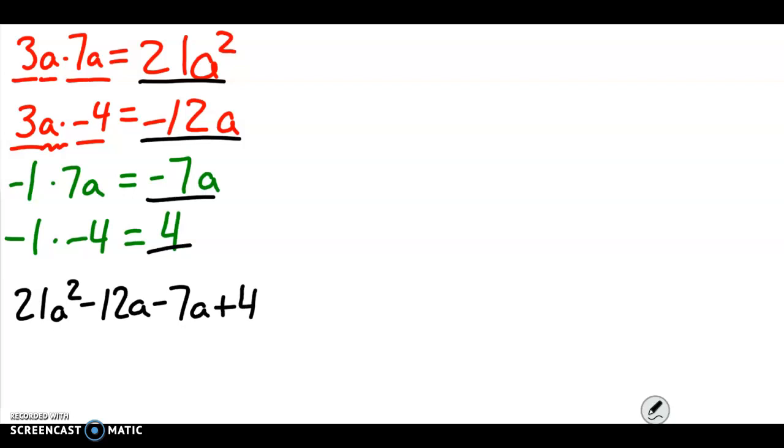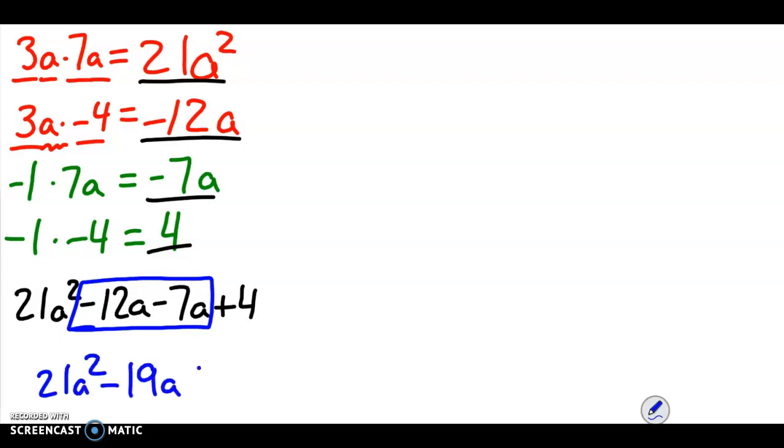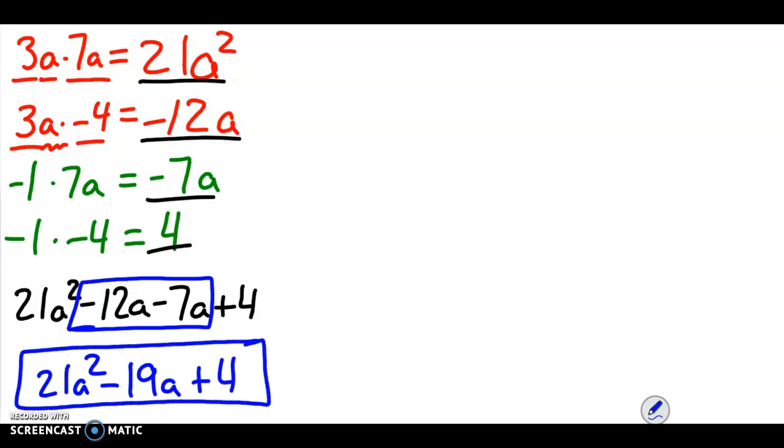And your last step here, you're never done until all of your combining is finished. So some of us might stop here and think we're done because we did all the multiplication. There is one set of like terms, and that's right here with a negative 12a and a negative 7a. So we end up with 21a squared minus 19a plus 4. Now there's nothing left to combine. There's one type of each of those terms, and we're done.